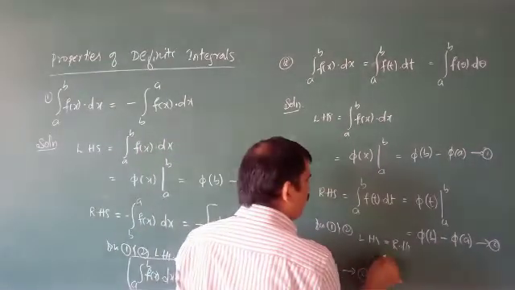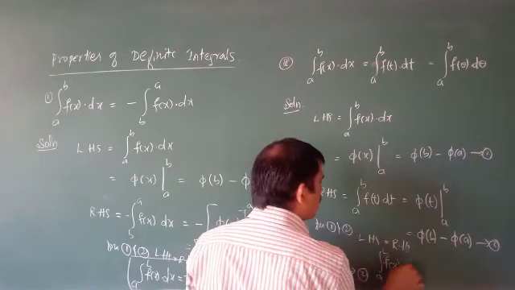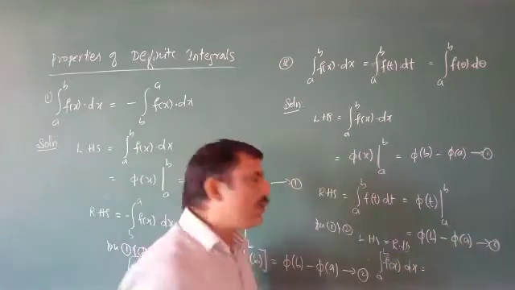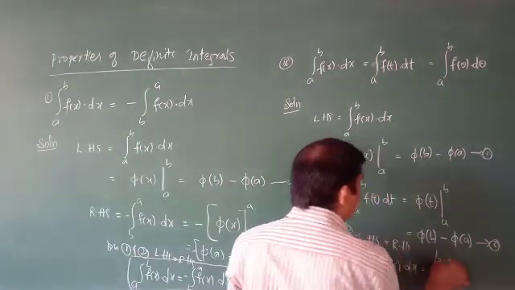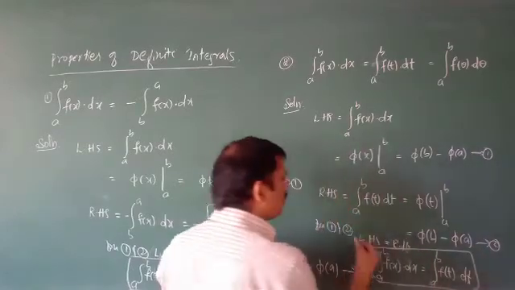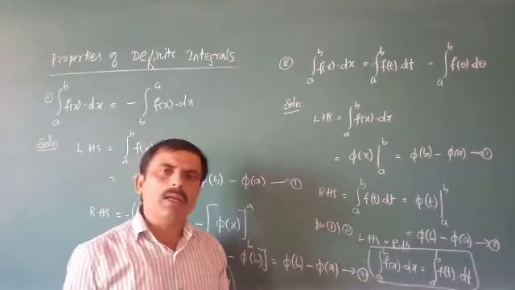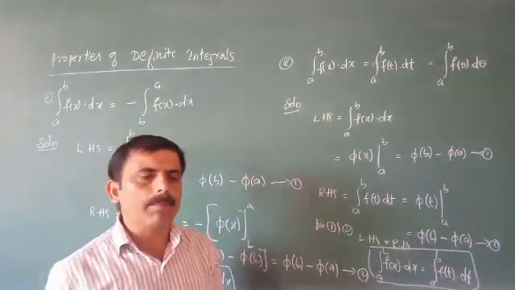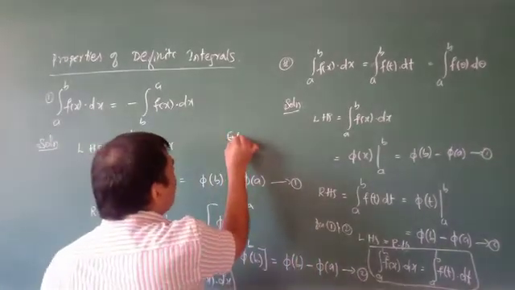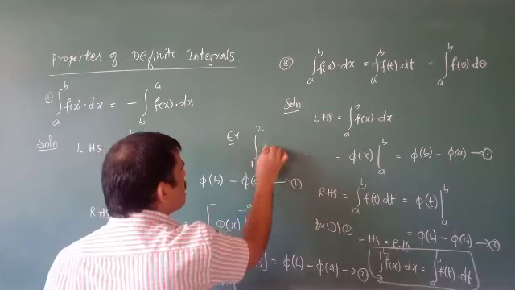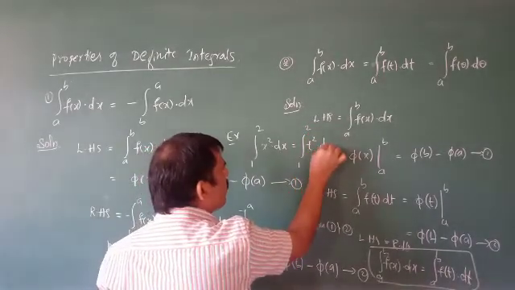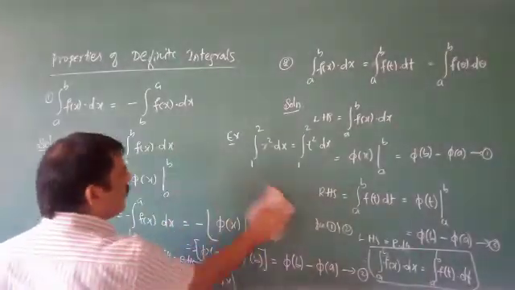So therefore, for any integral from a to b of f of x with respect to x, the value of the integral does not change when x is replaced by another variable t or theta. That means we should not change the value, but we can apply a different variable instead of x. So this is property number 2. As an example, the integral from 1 to 2 of x square with respect to x is equal to the integral from 1 to 2 of t square with respect to t. Understood now?